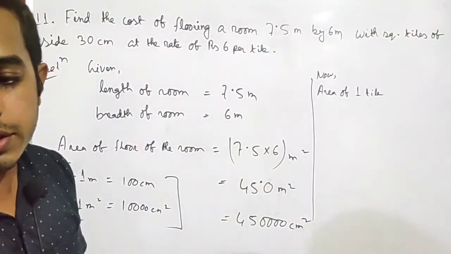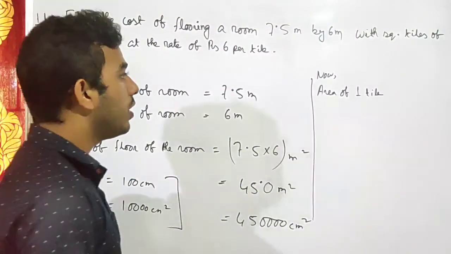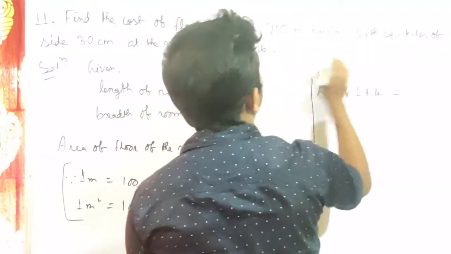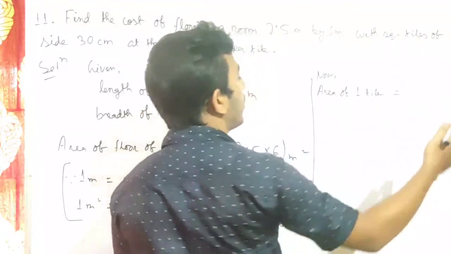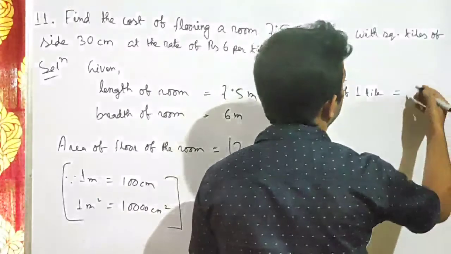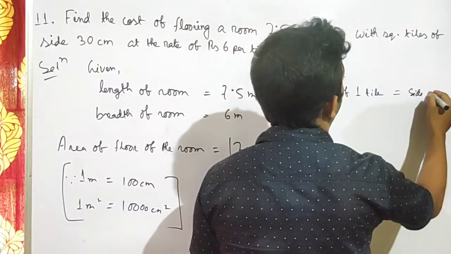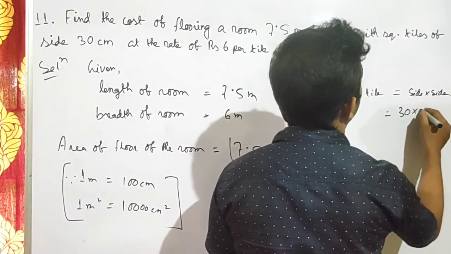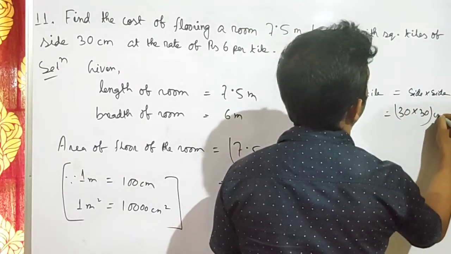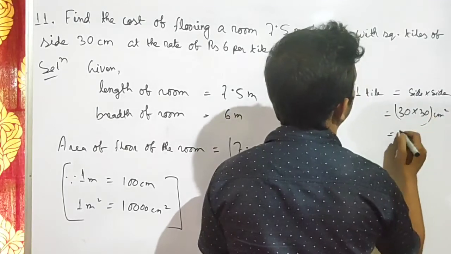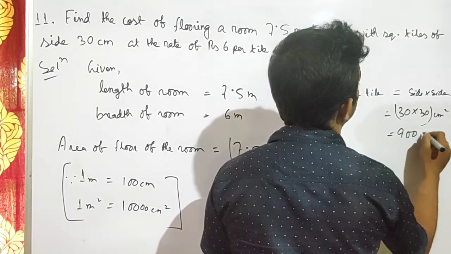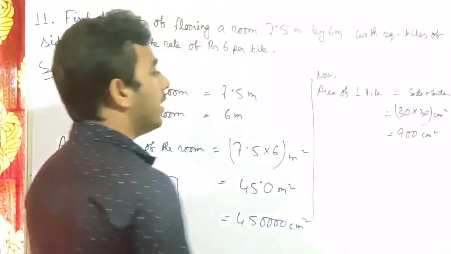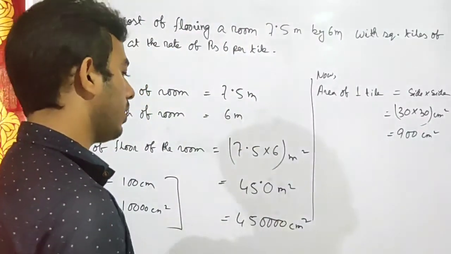So I will do that same thing here also. So area of one tile is what? This tile is a square tile, so area of square is what? Side into side. So we write side into side. Here the side is 30 into 30, then centimeter square. Now 3 into 3 is how much? 900 centimeter square. Clear? Area of one tile is 900 centimeter square.